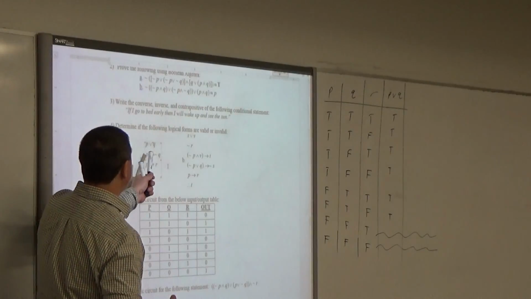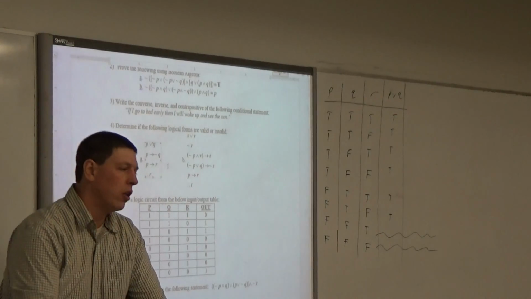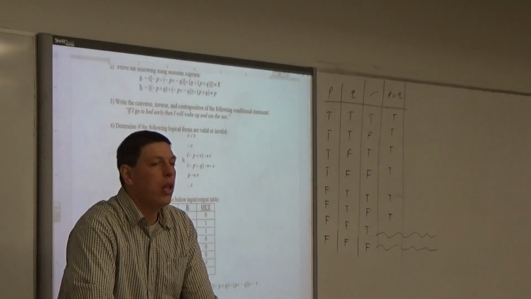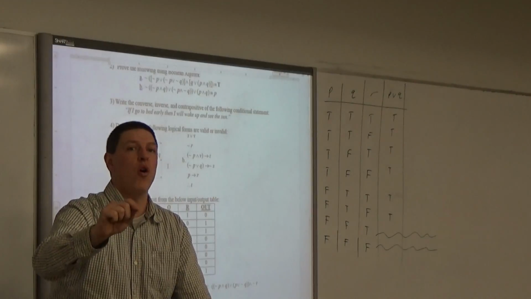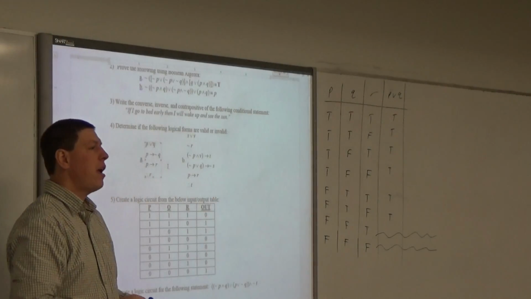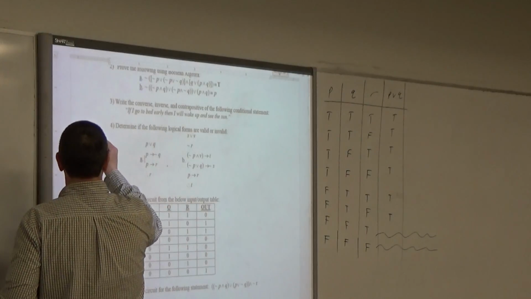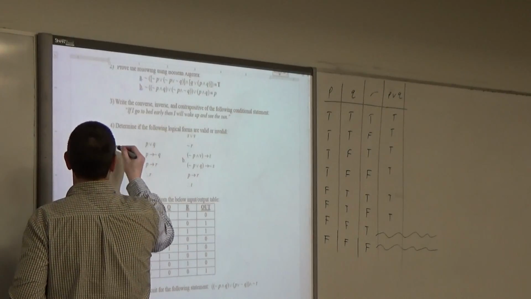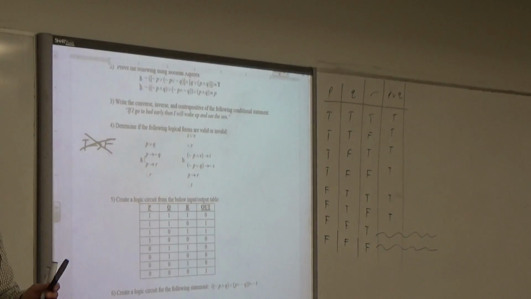Then we have P implies not Q. Somebody remind me, I know it's been a long time, but when is implies false? When the consequence is false. When true implies false, right guys? So remember, if true implies false, that's the only time that a conditional statement is going to be false.